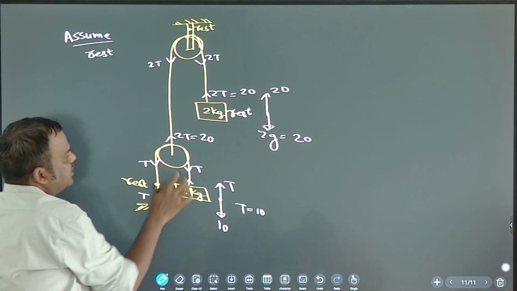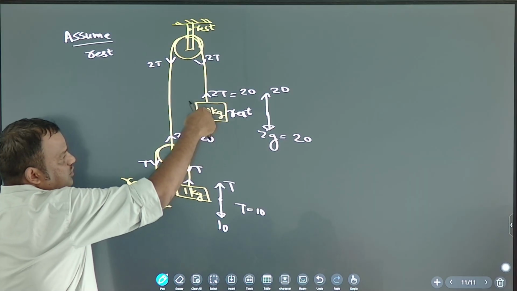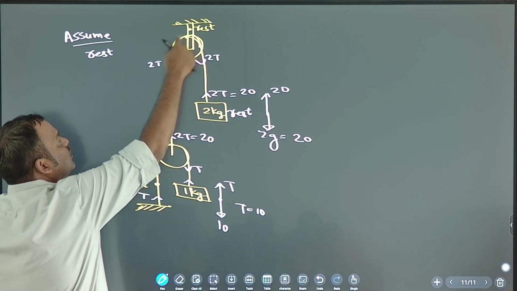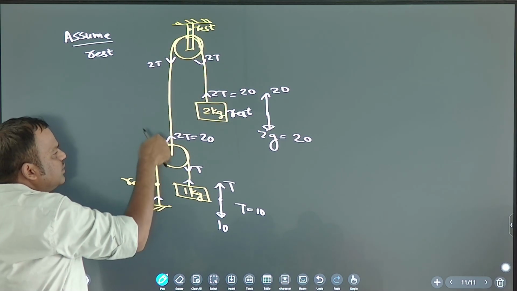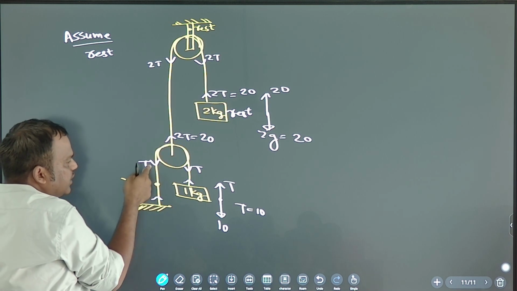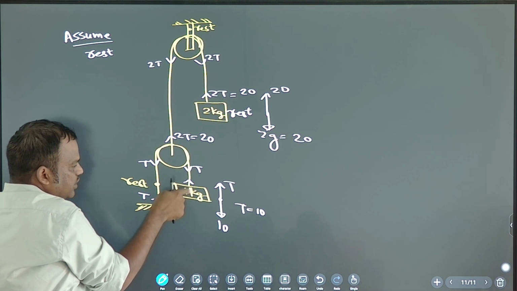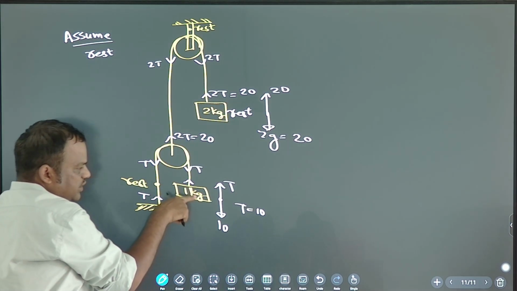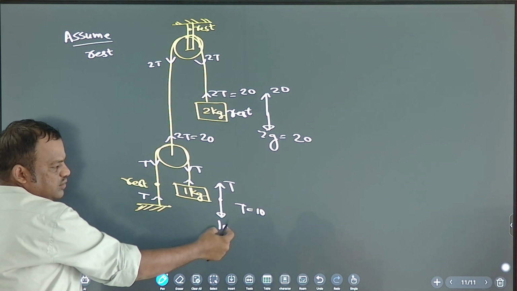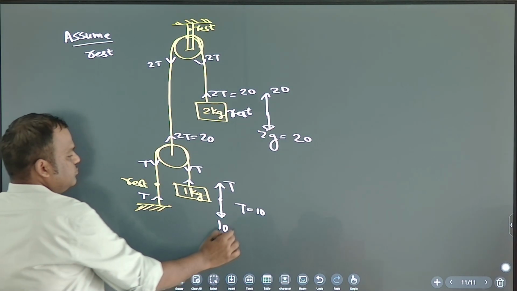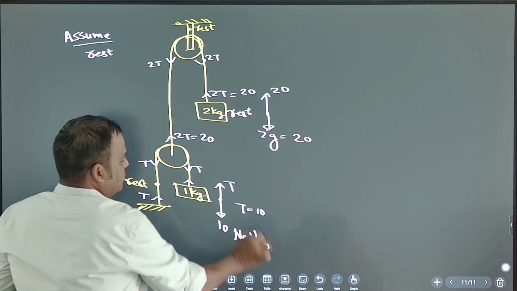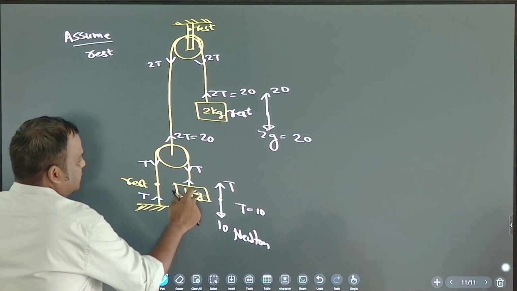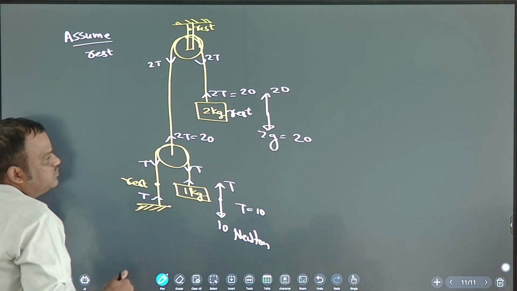Both are at rest because here downward is 20, so the tension is 20 at all these points. So here 10, 10, and 10 is balanced with 10, so mg is also 10 here. 1 kg means 10 Newton. Okay, so they are at rest.